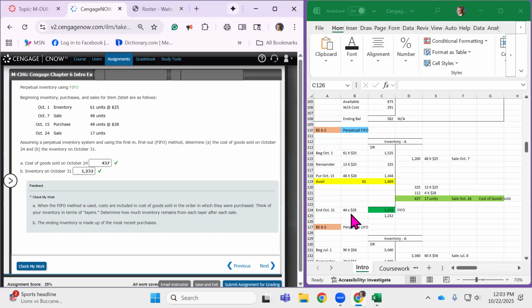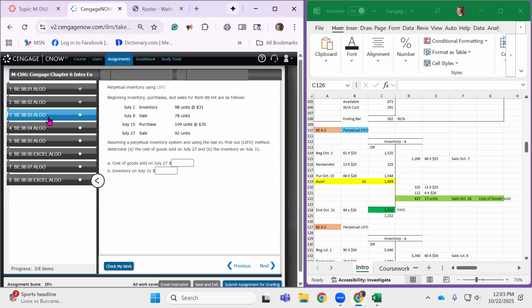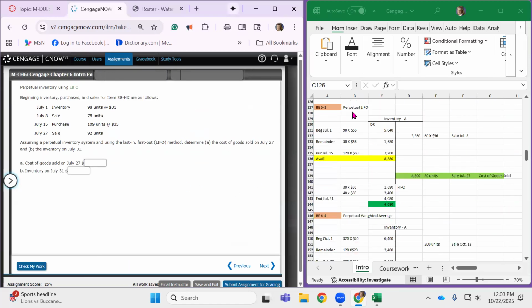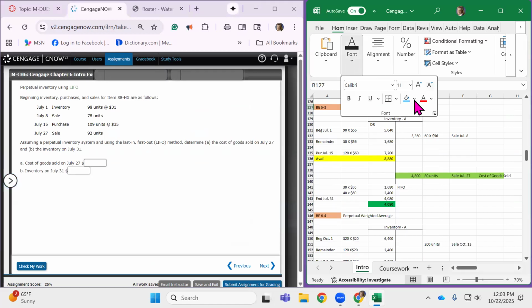Okay. All right, let's go to the next one. Gotta keep moving here. Okay, now let's do the same problem, I believe. Nope, it's a different problem with LIFO. What does LIFO stand for? Last costs in, first costs out. LIFO, last costs in, first costs out.